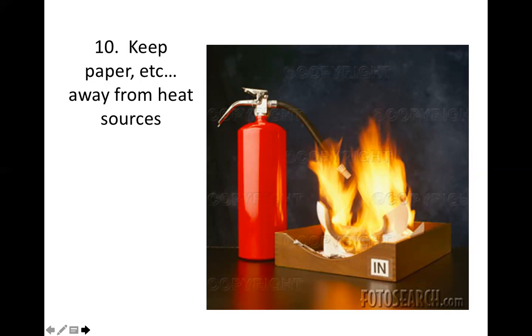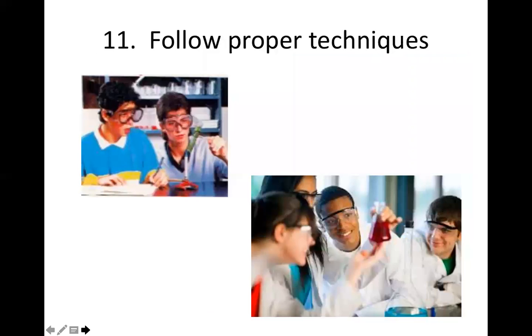So to prevent fire from happening, we have to keep paper away from the sources of heat. When you visit the laboratory, you can see that actually there are no papers inside the laboratory, which is to prevent fire from happening, because we have sources of heat inside the laboratory. And then, of course, we have to follow proper techniques.